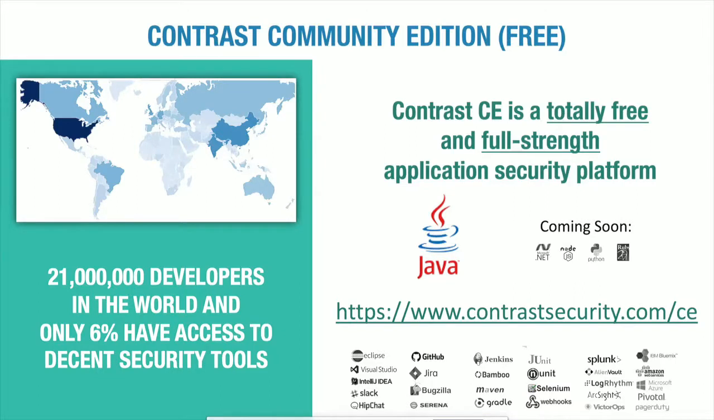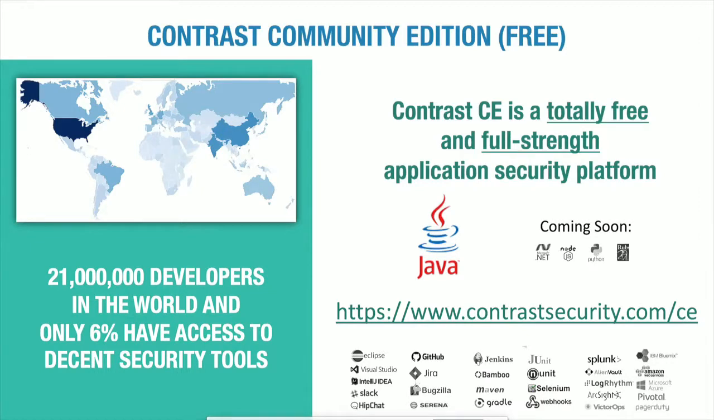Ultimately, when you take a step back and look at the world, the situation that we're in, there's 21 million developers in the world, but only 6% of them have access to any kind of decent security tools. So it's not shocking that we continue to repeat the same mistakes and that the OWASP top 10 hasn't changed since I wrote the first version in 2002. So we've got to do something different.